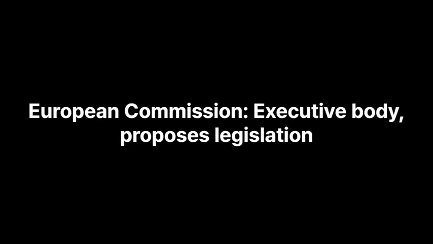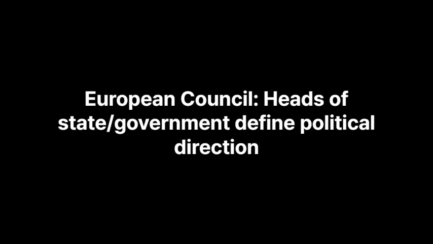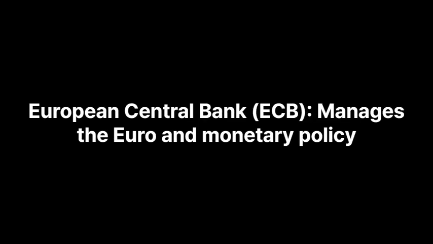1. Institutions. The European Commission, the executive body, proposes legislation. The European Parliament is the elected legislative body. The Council of the EU represents member states' governments. The European Council, heads of state and government, defines political direction. The Court of Justice of the EU, CJEU, ensures compliance with EU law. The European Central Bank, ECB, manages the euro and monetary policy.